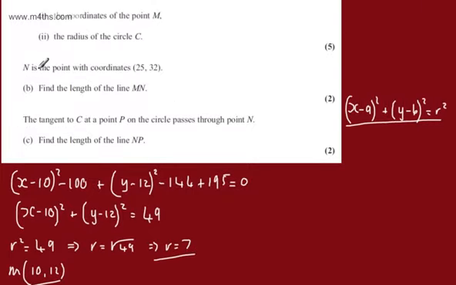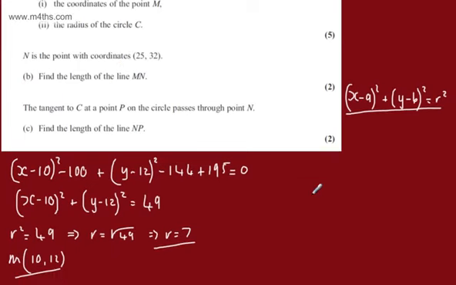We're now told point N is the point with coordinates (25, 32). In part B, we need to find the length of the line MN. So this is just the distance formula. MN will be equal to the square root, and if we consider the x coordinates, we're going to have 25 minus 10, and we need to square that, plus 32 minus 12, and we need to square that.